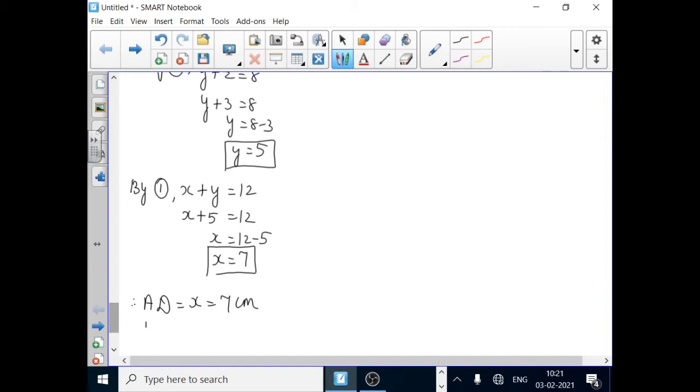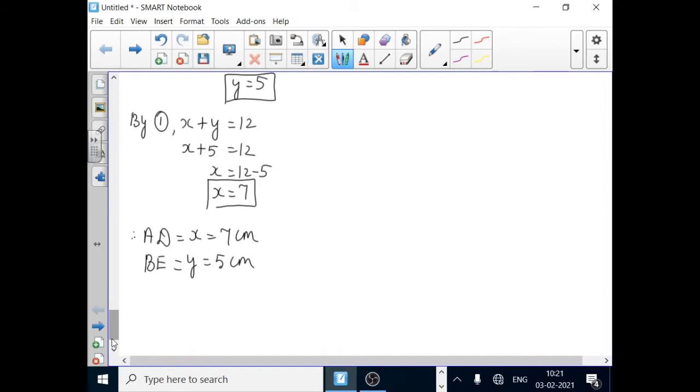Next question, BE. From the diagram, BE means it is y. Y value is 5 centimeter. Next one, CF. So, CF equal to z. The z value is 3. So, 3 centimeter. This is the answer. That's all.